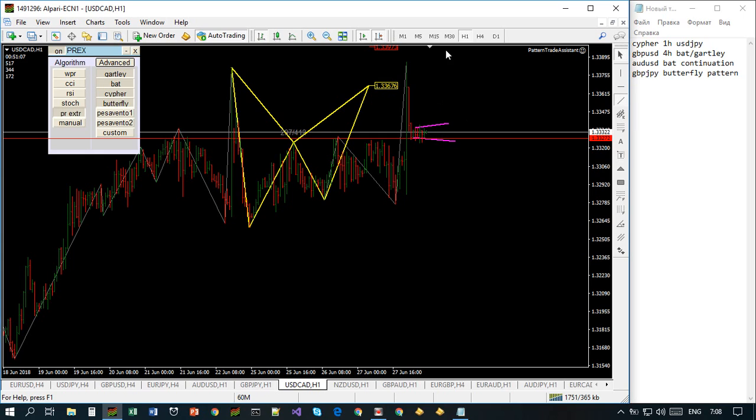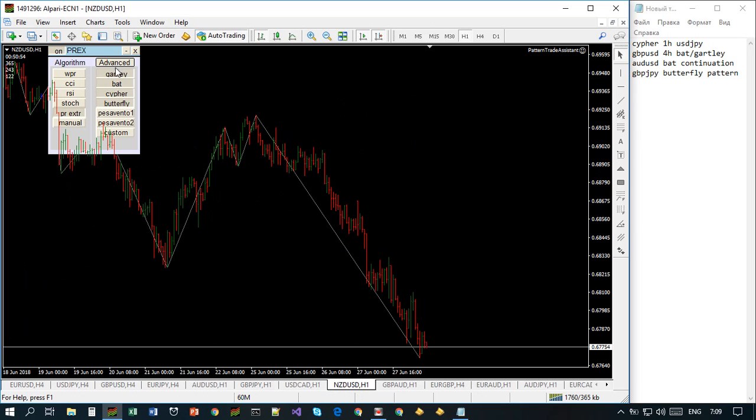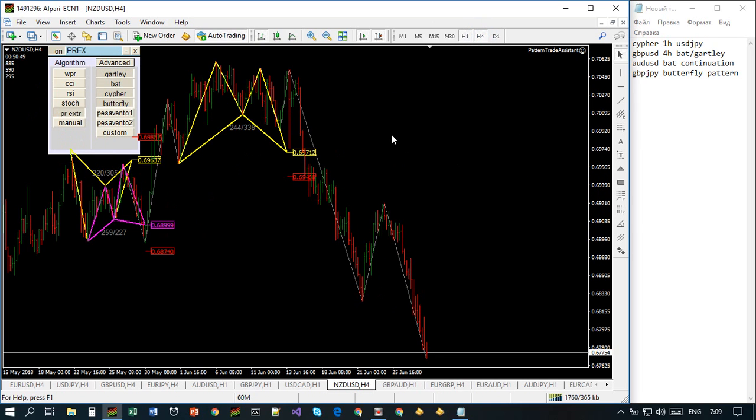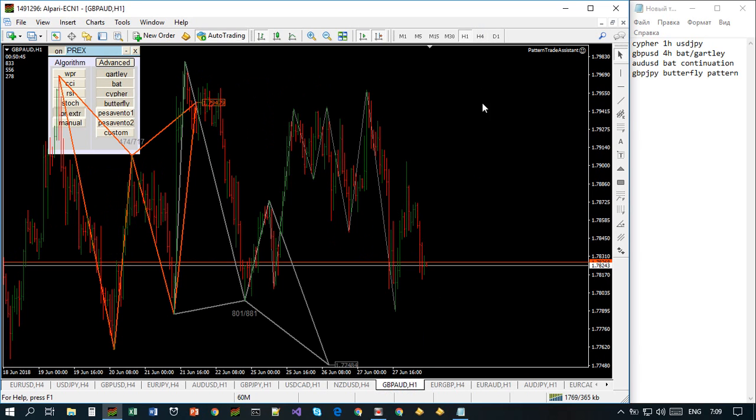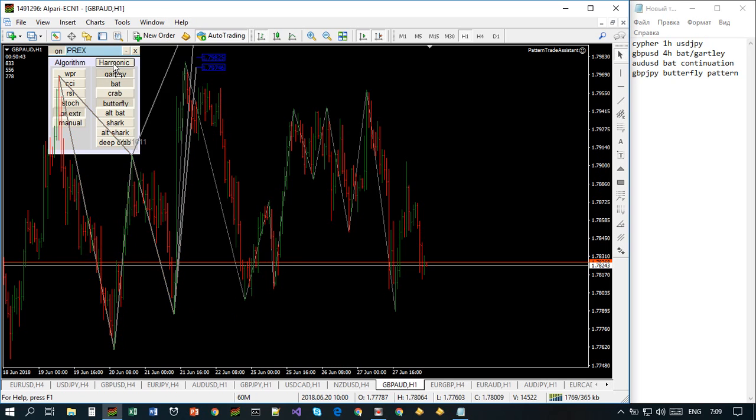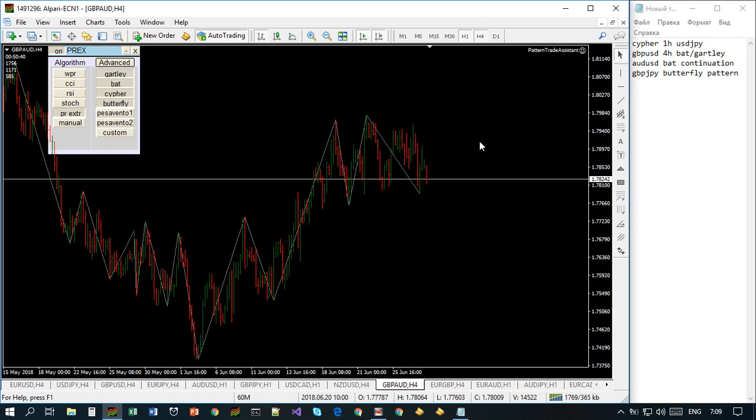Maybe it will follow to the upside, and you will have the bounce, or maybe it will follow to the downside. So for now it is not obvious. New Zealand dollar, 1 hour nothing, so the harmonic approach says the same, and 4 hour is nothing. Okay, pound Aussie, 1 hour, 4 hour, advanced and harmonic.